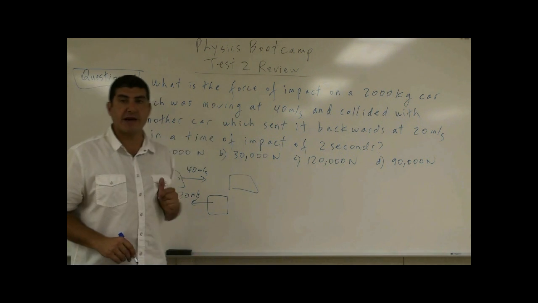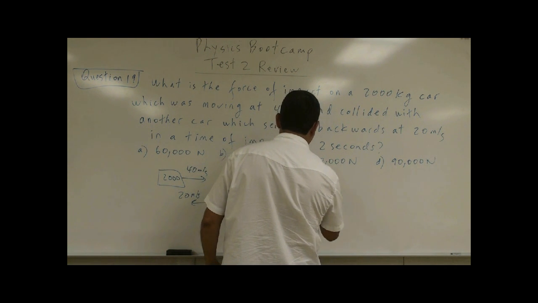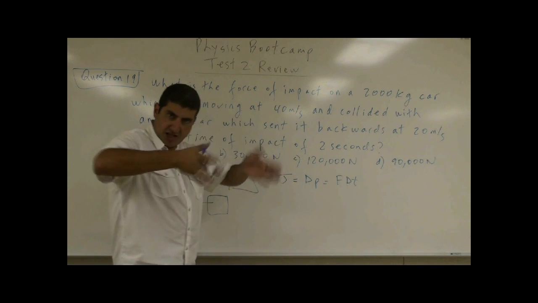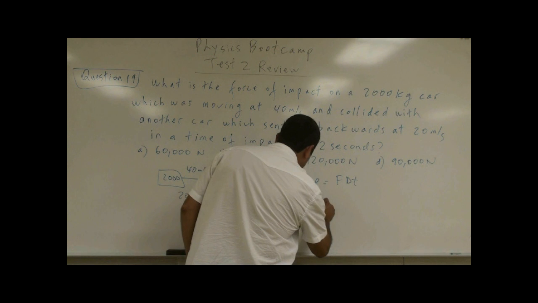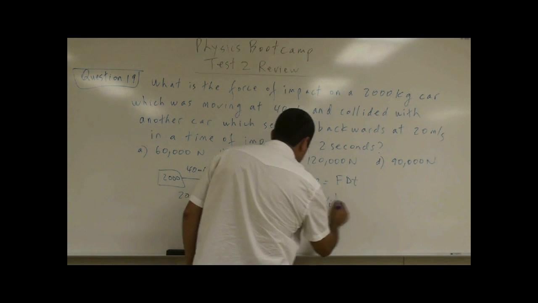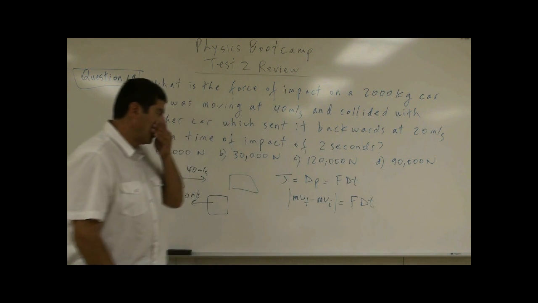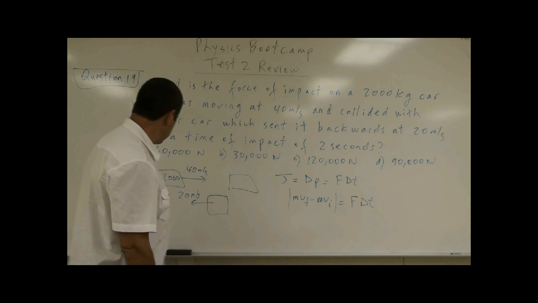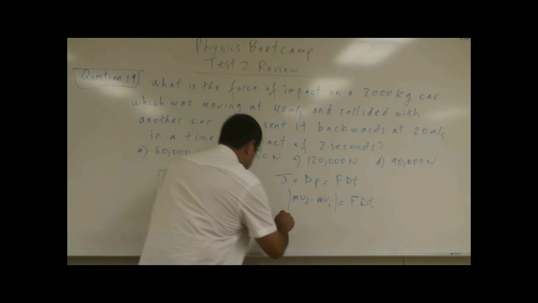Okay, and then the time of impact is 2 seconds. So we use the impulse again. Impulse is change in momentum, which is force times delta t. Again, let's take the magnitude here. The magnitude of mv final minus mv initial is equal to force times delta t. Since the mass of the car is the same, we can factor that out, and we're going to have 2,000 over here.